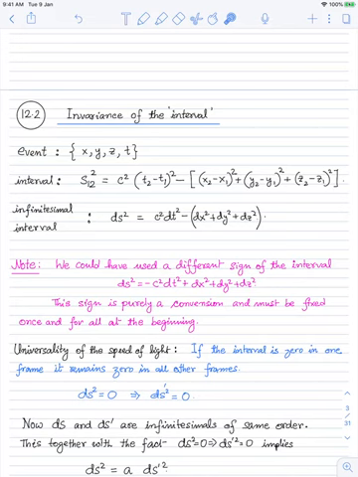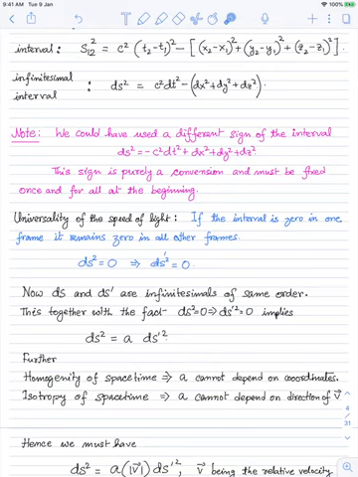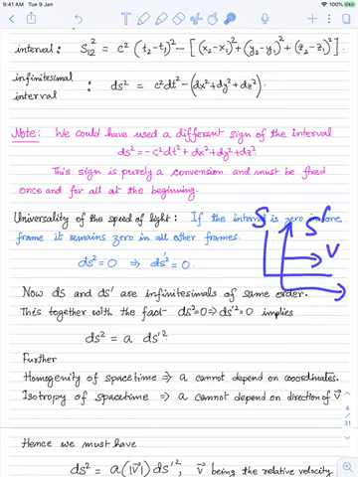So in order to proceed, let us first make the following observation. The first observation is that the universality of the speed of light tells us that if the interval is 0 in one frame, it must be 0 in all other frames. So again, remember our 2 frames, S and S prime. S prime is moving with velocity v.